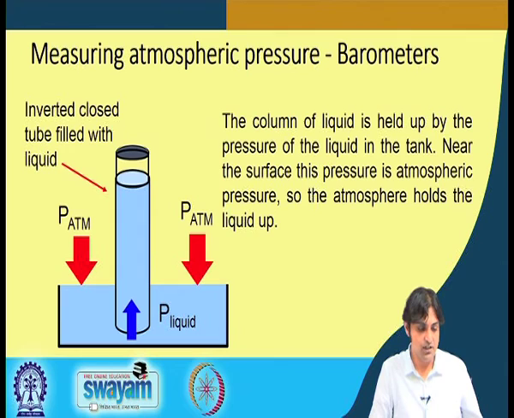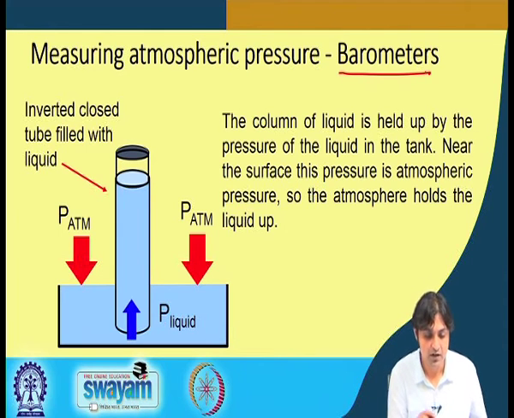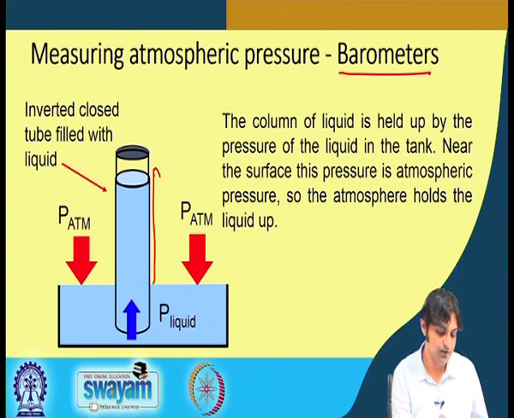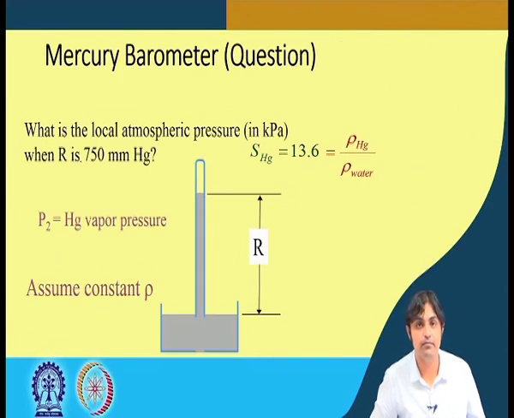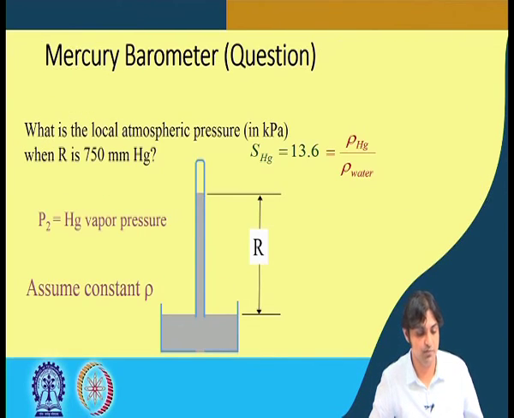An important question is, how do we measure atmospheric pressure? One of the simplest devices is the barometer. What happens is that the column of liquid is held up by the pressure of the liquid in the tank. Near the surface, this pressure is atmospheric pressure, so the atmosphere holds the liquid up. This liquid is being supported by the atmospheric pressure. This is an inverted closed tube filled with a liquid. This is the barometer, and this is its principle of working.